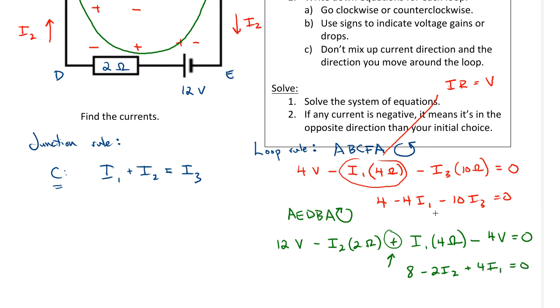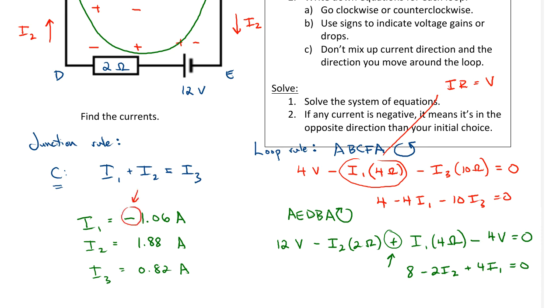Now we have 3 equations with our 3 unknowns, and we can plug those into an equation solver on our calculator or on a computer, and we can solve. We would get an answer of I1 is equal to negative 1.06 amperes, I2 is equal to 1.88 amperes, and I3 is equal to 0.82 amperes. Now, what does this negative mean?